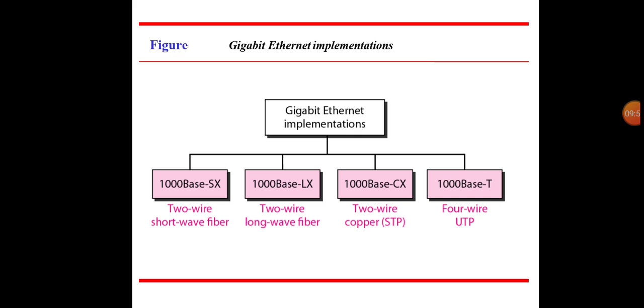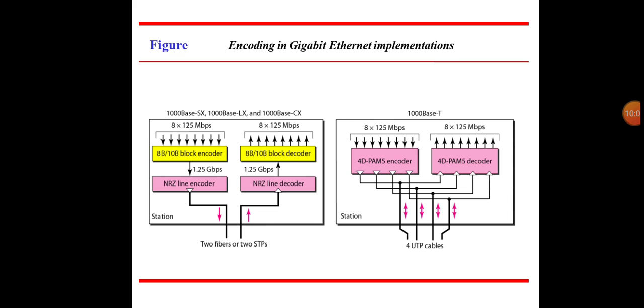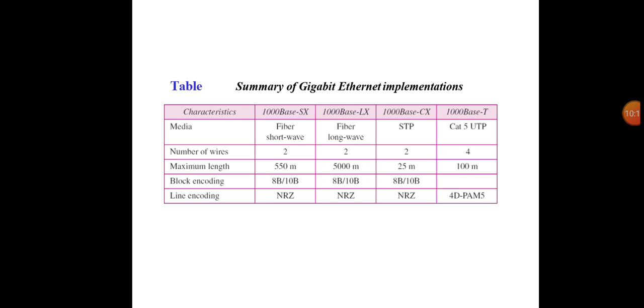Gigabit Ethernet implementations. In Gigabit Ethernet implementations, 1000Base-SX is 2 wire shortwave fiber, 1000Base-LX is 2 wire long wave fiber, 1000Base-CX is 2 wire copper STP, and 1000Base-T is 4 wire UTP. Encoding in the Gigabit Ethernet implementation. This is the diagrammatic expression of the encoding in the Gigabit Ethernet implementation diagram.